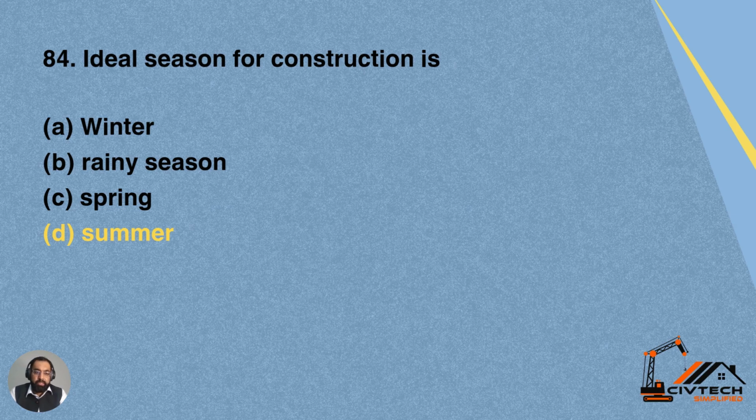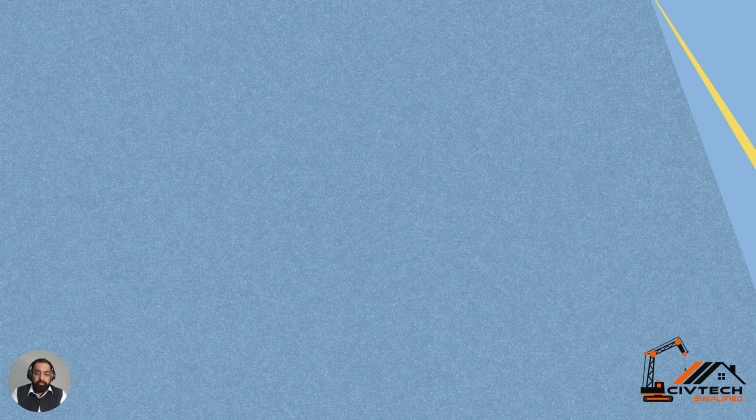84. Ideal season for construction is number A, winter, rainy season, spring season, or summer season. So it's summer season, which is normally preferred or considered as ideal for the construction.